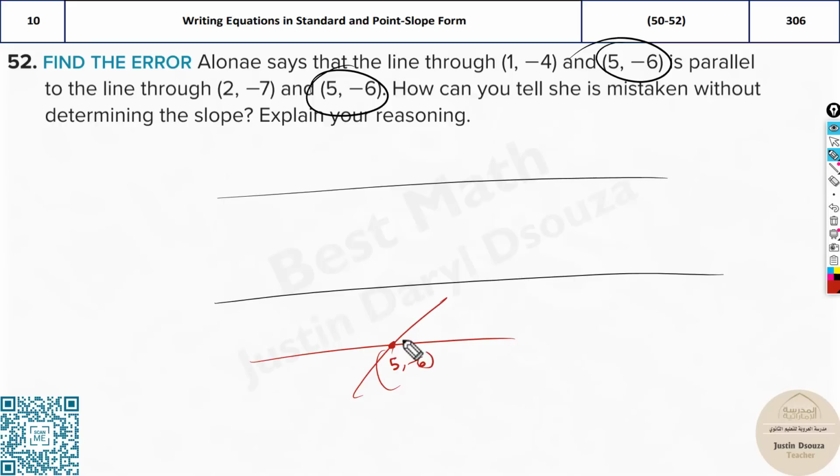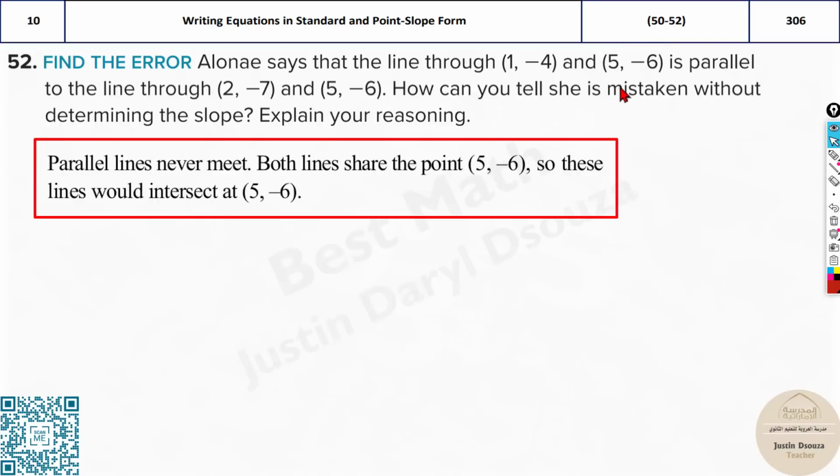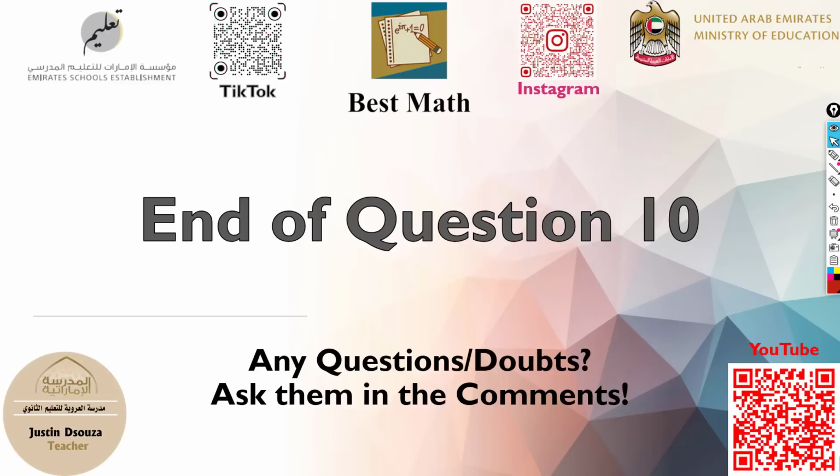Why? Because the lines, whatever the lines are, will be touching at the same common point. Therefore, they cannot be parallel. You can just tell these points are repeated, therefore they have to touch or intersect at that point, so they cannot be parallel. And that's the end of question 10.